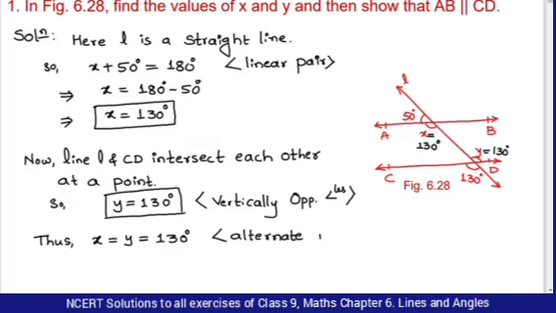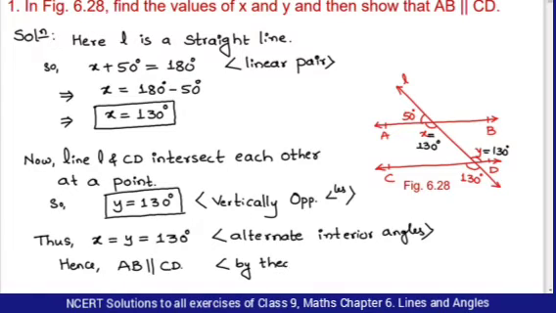And these are alternate interior angles. X and Y are what? Alternate interior angles. If these two are alternate interior angles, then we can say that AB is parallel to CD by theorem.